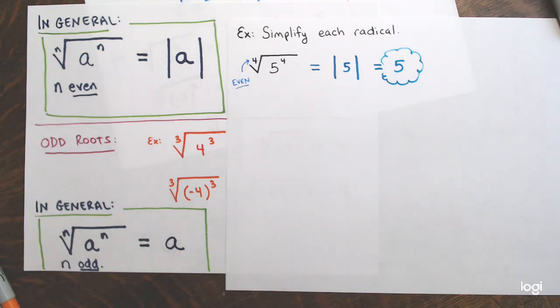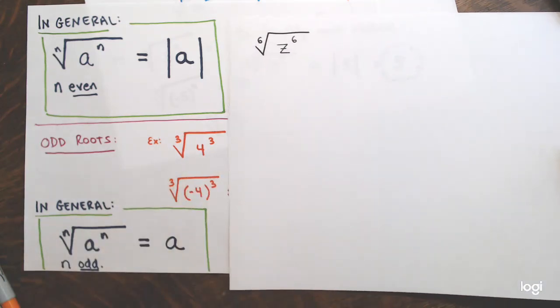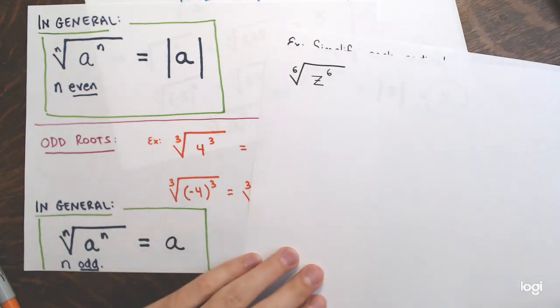Okay, so far I've had a bunch of examples with a bunch of numbers, but that's not always the case. You might have variables. Here's another one. Let me get rid of this other one here.